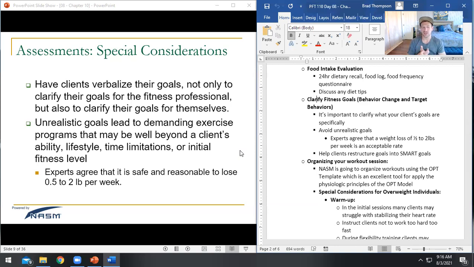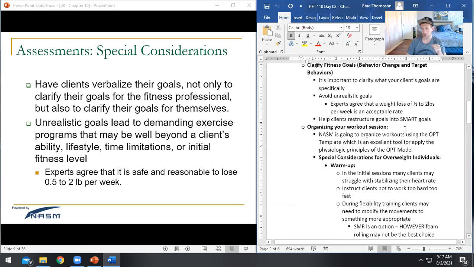So help your client verbalize their goals. This is not only going to help you clarify and get a better understanding of where their head's at, it honestly helps them get a better understanding of where their head's at. It also allows you to help them with any unrealistic goals, which a lot of people are going to bring to their first session. Holy crap, we're going to see some unrealistic goals. I want to lose 10 pounds by tomorrow. It's like, all right, well, you're going to need to chop your arm off. That's about it.